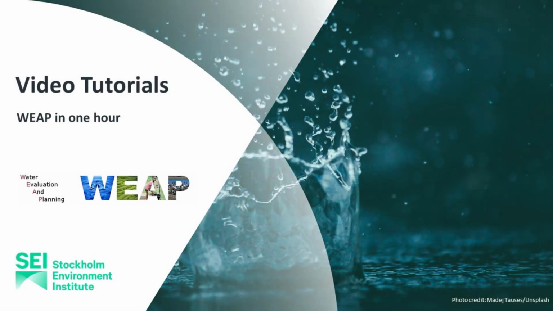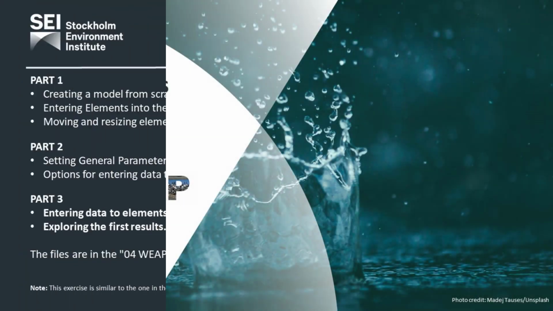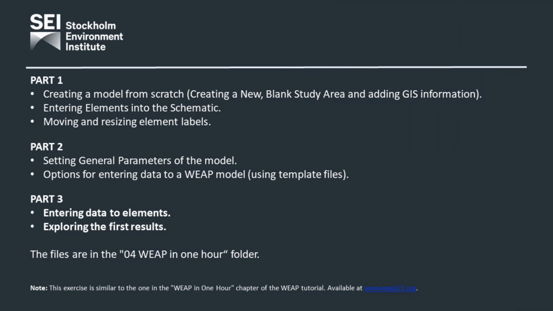Hello, this is the third and final part of the WEAP 1 hour video tutorial where we are seeing how to create a model from scratch. We have already created the area, entered GIS layers into the model and added the elements.